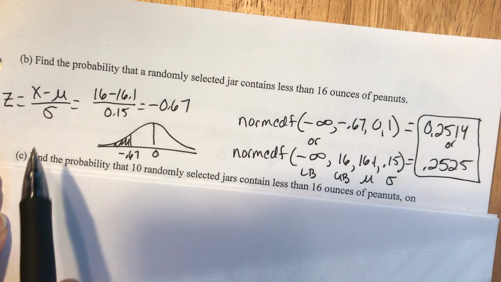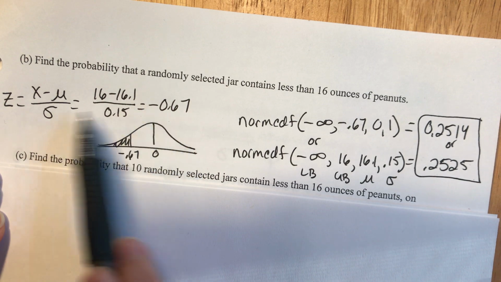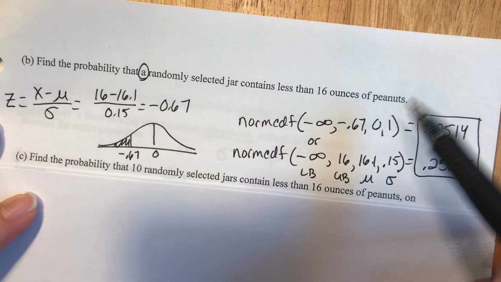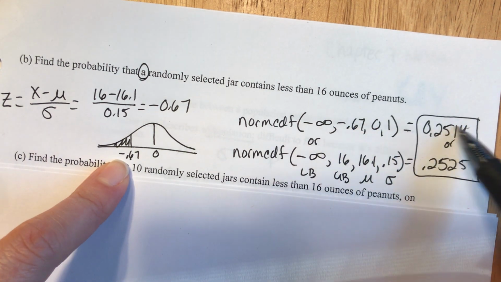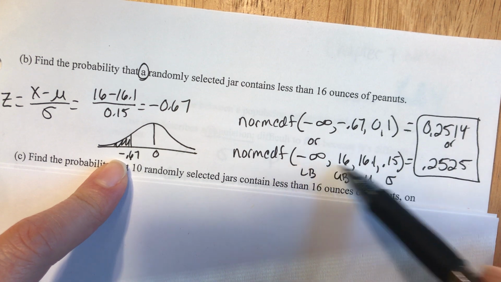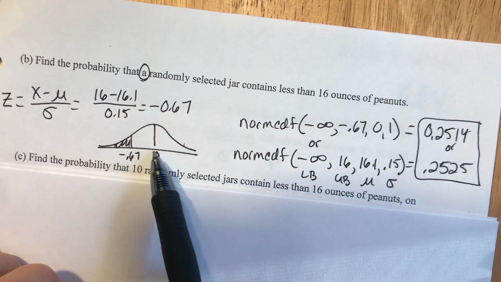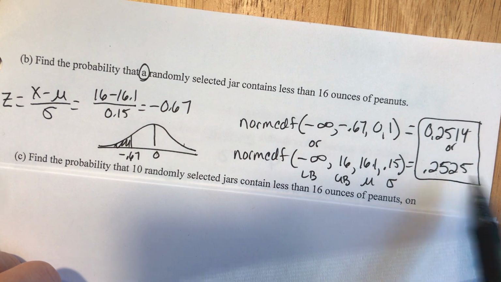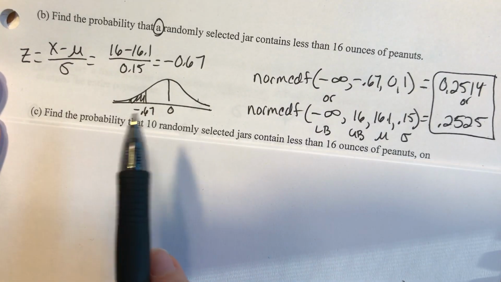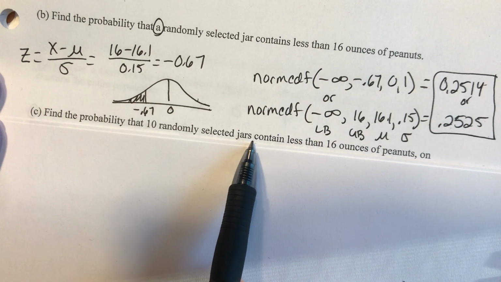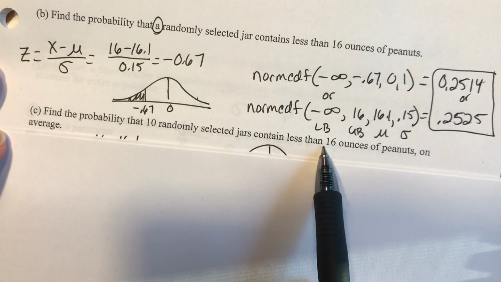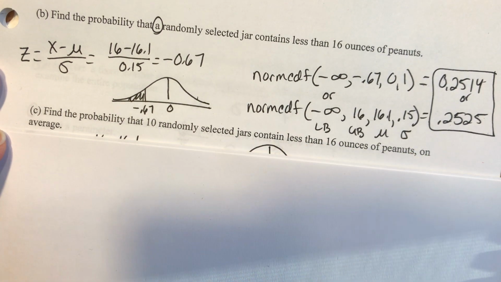If you chose to solve it with the z-score, I found my z-score, remember it's a jar. So I found my z-score to be negative 0.67, and then I got 0.2514. Or if you use the values from the problem, your normal curve drawing would match that, and you would get 0.2525. Whereas part C is saying find the probability that 10 randomly selected jars have an average less than 16 ounces of peanuts.